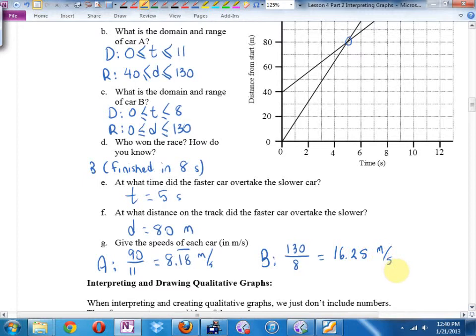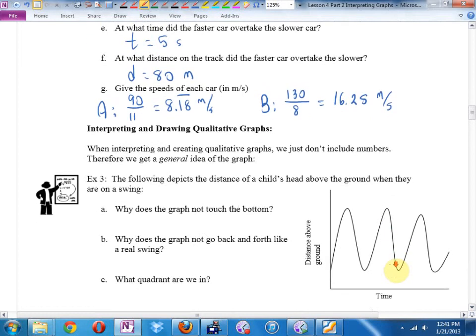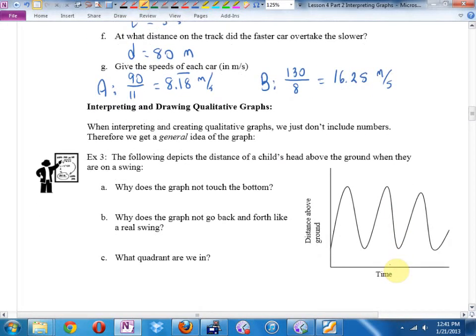In fact, car B is going almost, but not quite, twice as fast as car A. Right? So those are quantitative graphs. You can get lots of data. Qualitative graphs, we don't include numbers. We just want the correct shape.